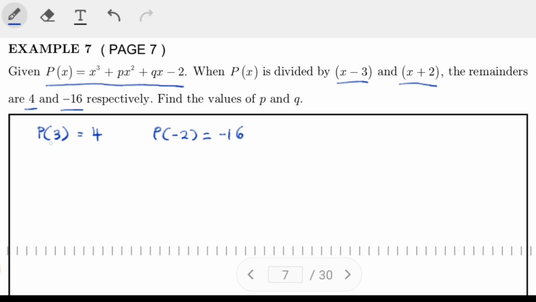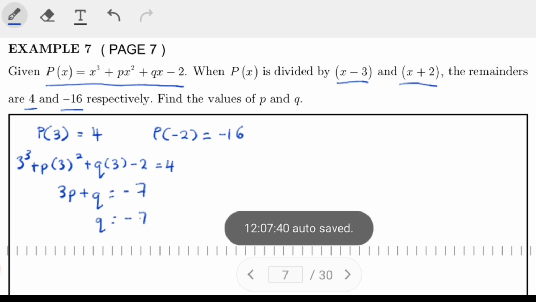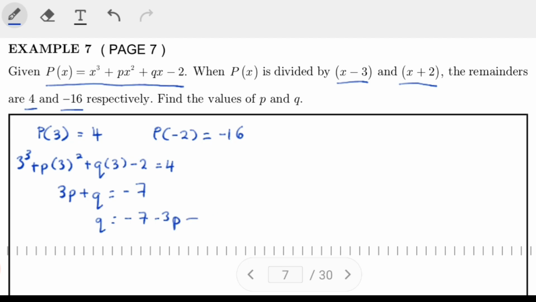So what we have to do is substitute 3 inside the polynomial. So 3 cubed plus p times 3 squared plus q times 3 minus 2 equals 4. Simplify the equation, and we get 3p plus q equals negative 7. So q equals negative 7 minus 3p. This will be our first equation.